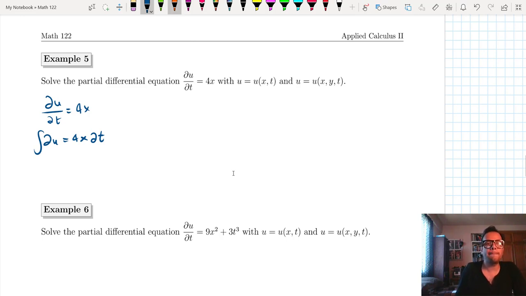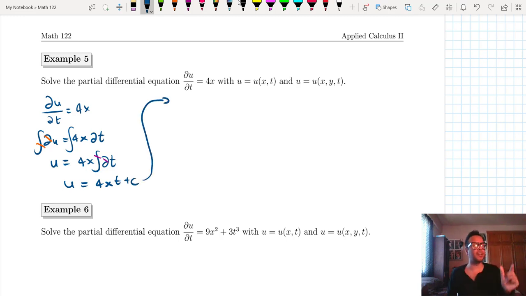So the integral of the differential cancels. We get u equals the integral. Notice this 4x is constant with respect to t. So we simply integrate and cancel with the differential, and we get u equals 4xt plus some c. But again, in this case, the constant is not really a constant, it's a variable function that was held constant when differentiating with respect to t.